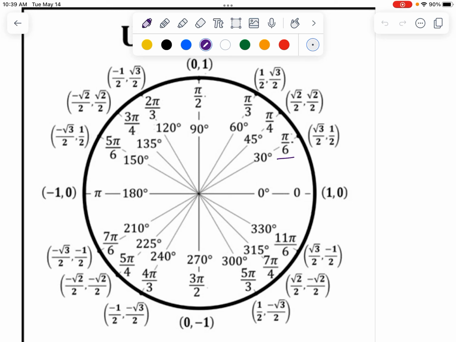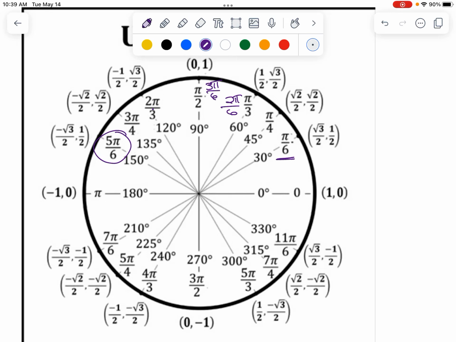You have pi over 6, and then you go another 30 degrees, and this is the same as 2 pi over 6, which is pi over 3. This is the same as 3 pi over 6. So you can count all the way around: 4 pi over 6, and then you get back down here to 5 pi over 6. So you can just count your way around the unit circle.